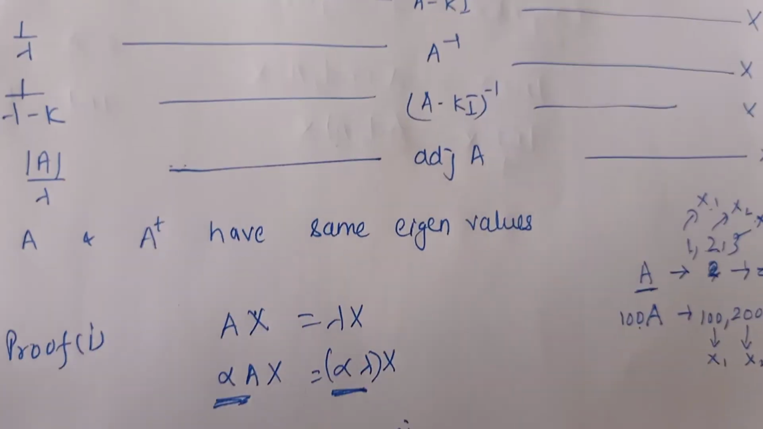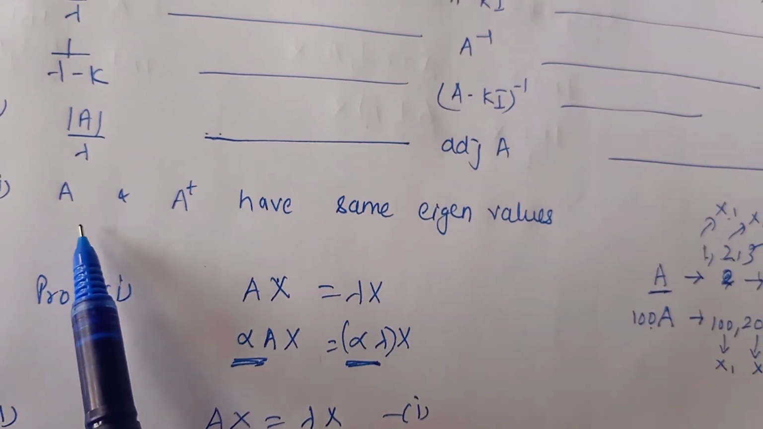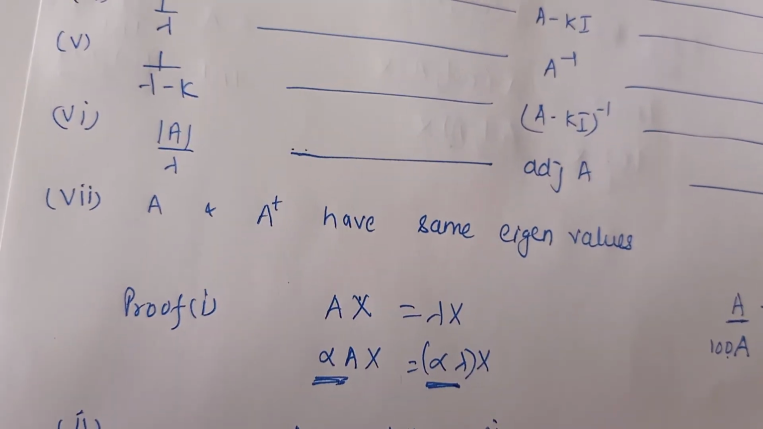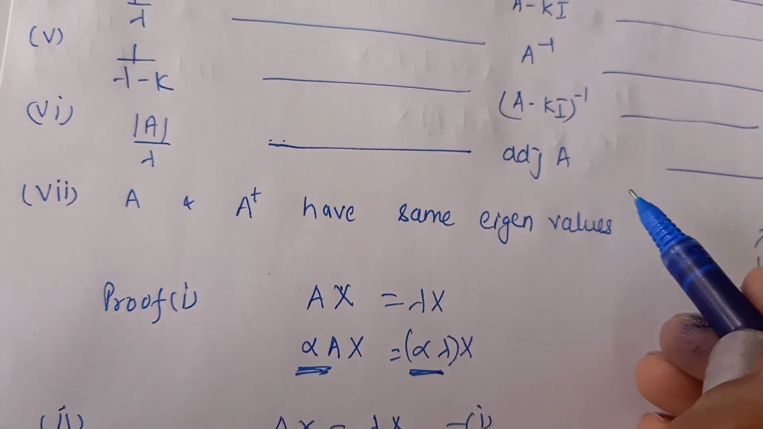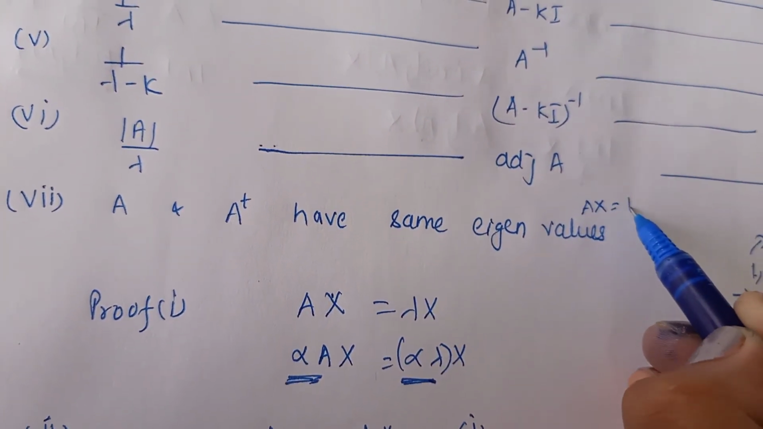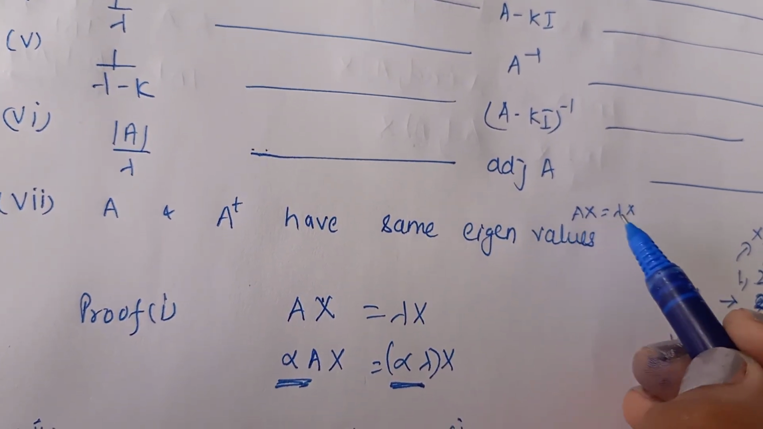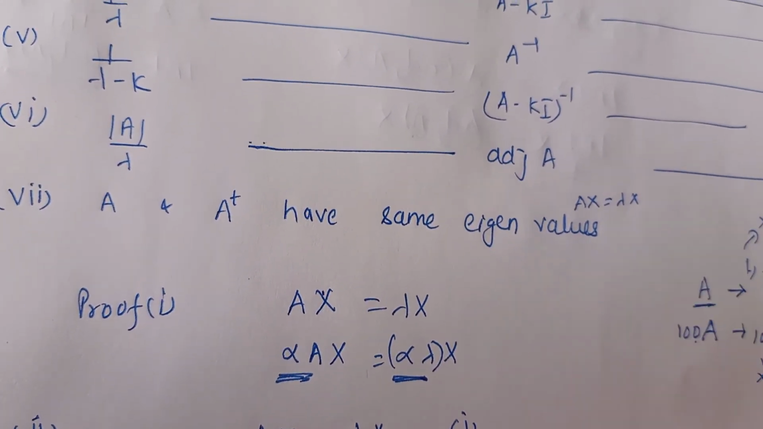Next, property number 7: A and A transpose have the same eigenvalues. I am leaving it as an exercise for you. You will just use this definition that Ax is equal to lambda x and then take the transpose on both sides. It will be easy.